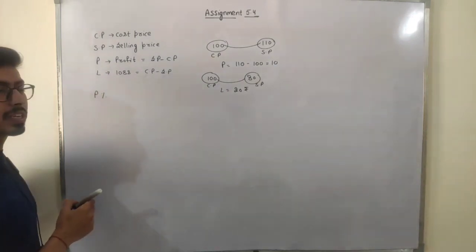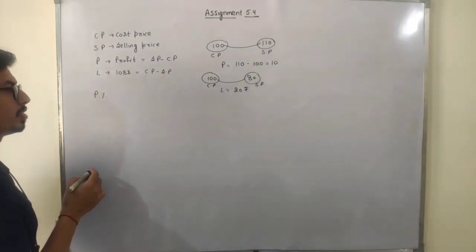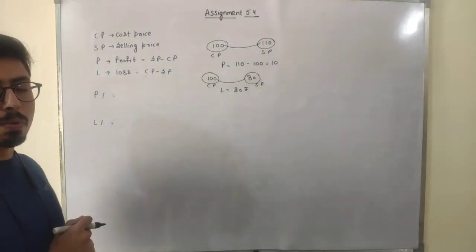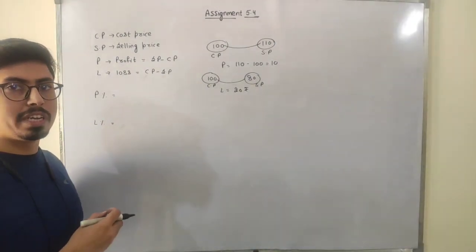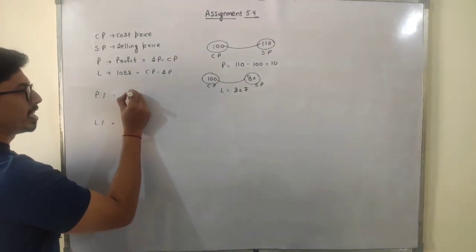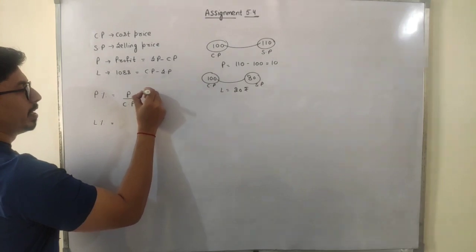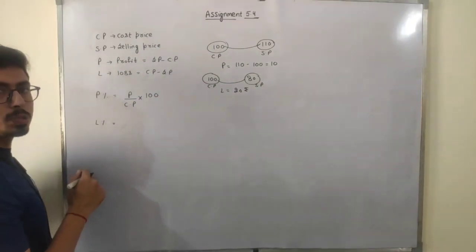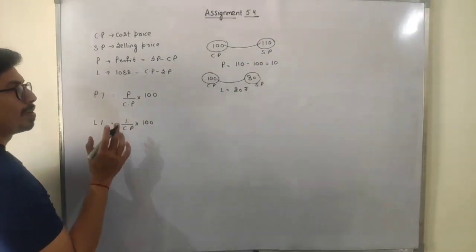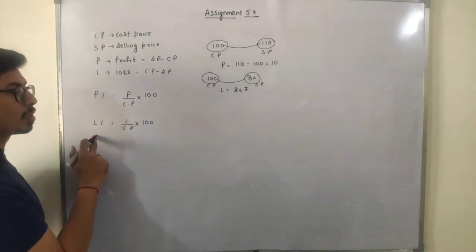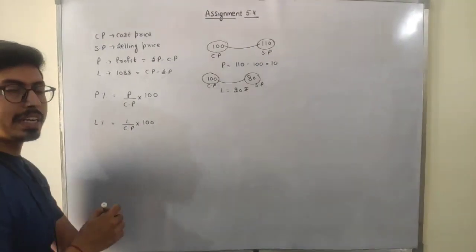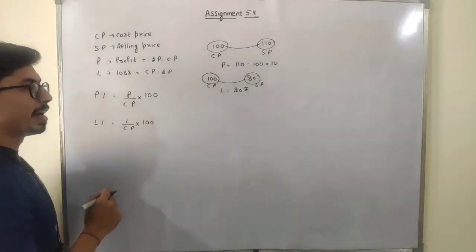Now, two formulas that we have to discuss, students, the profit percentage and the loss percentage. Always remember one thing, students, that the profit percentage and loss percentage will be calculated only on the basis of CP. So profit percentage will be profit by CP into 100, and the loss percentage will be loss upon CP into 100. And we want percentage, that's why I have multiplied by 100.